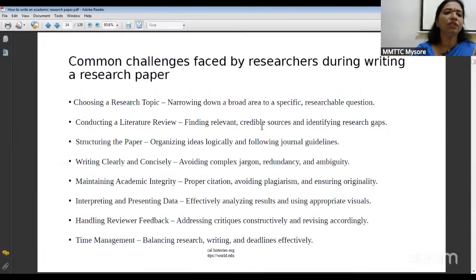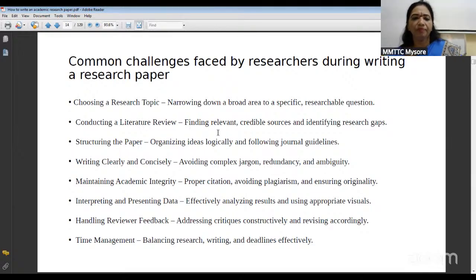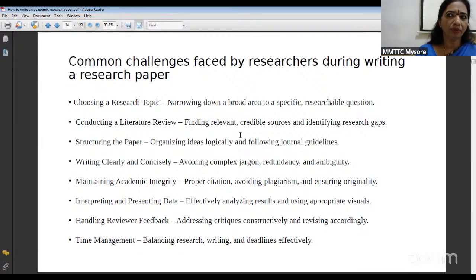Okay, so what are the common challenges faced by researchers while writing a research paper? All of you want to write a research paper, but what challenges are you going to face? The major challenges are choosing a research topic. You might have done something, but your research topic should be based upon the literature review or literature survey. You will face problems in narrowing down a broad area to a specific researchable question, and in conducting a literature review. These are the common challenges, not difficulties.